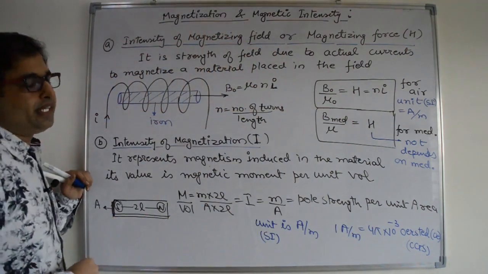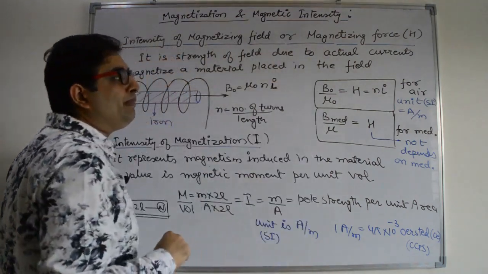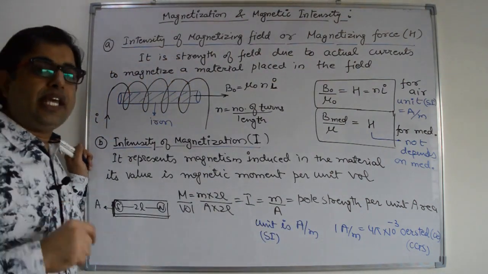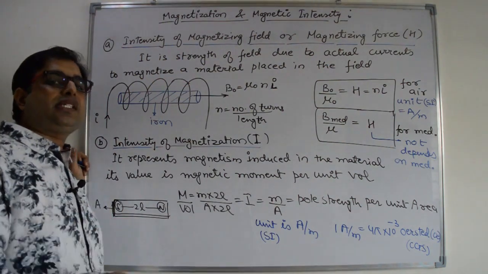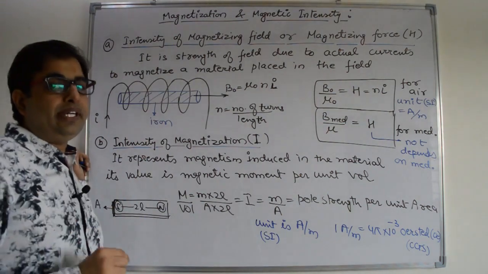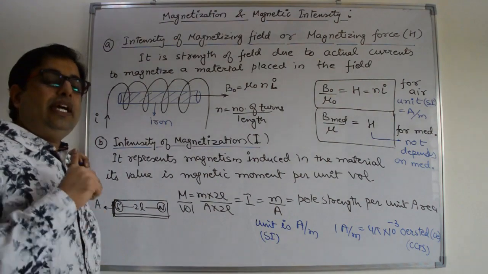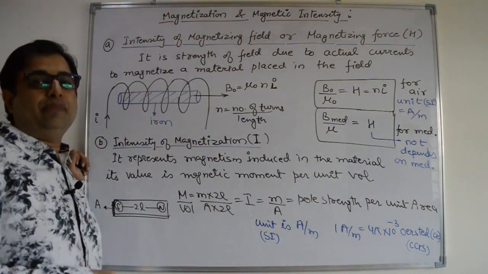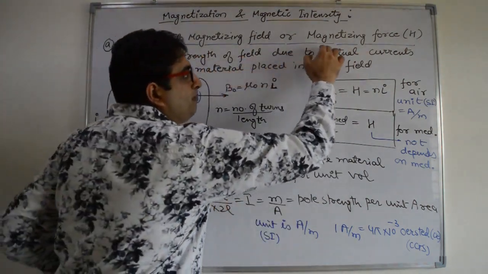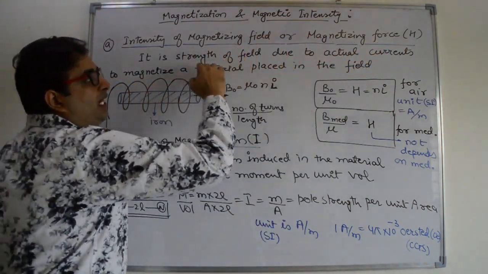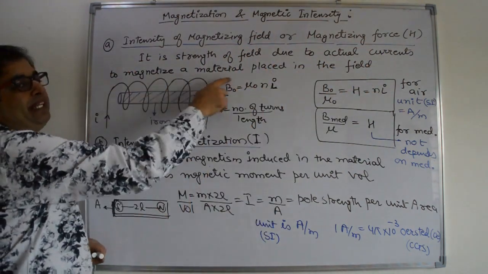Our first point is intensity of magnetizing field, or it is known as magnetizing force. Its name is force, but it is not a force. It represents the external magnetic field. Remember, it is not a force. It is not a magnetic field. It represents the main part of the magnetic field, right? Magnetizing force tells us about the actual current which magnetizes the material.